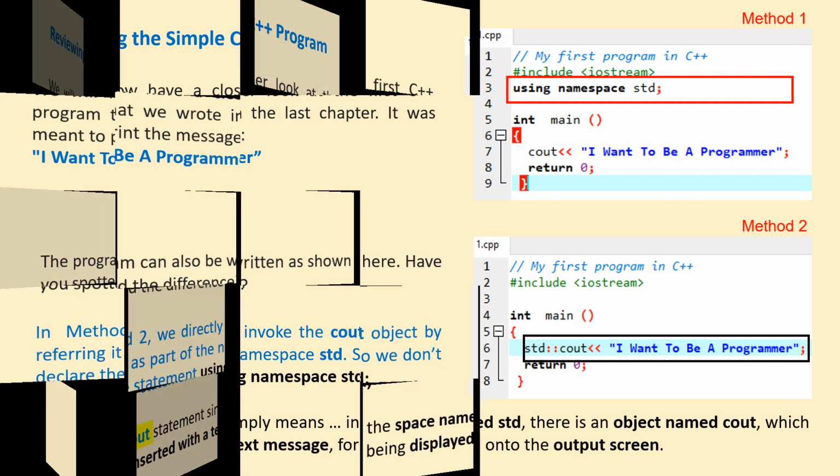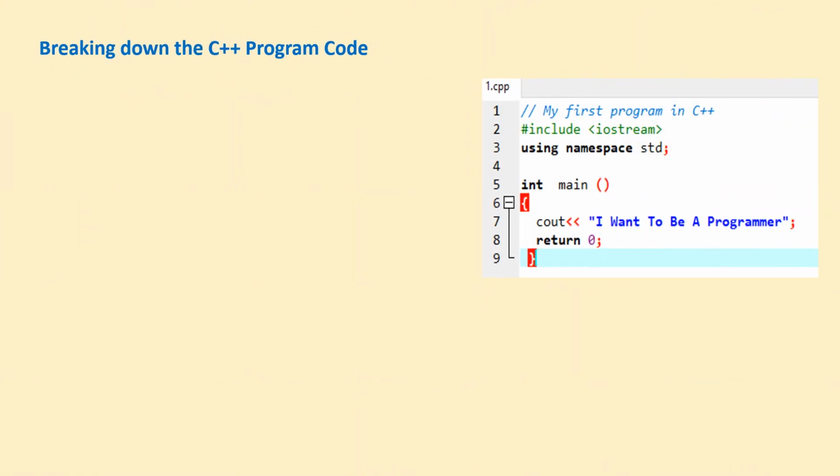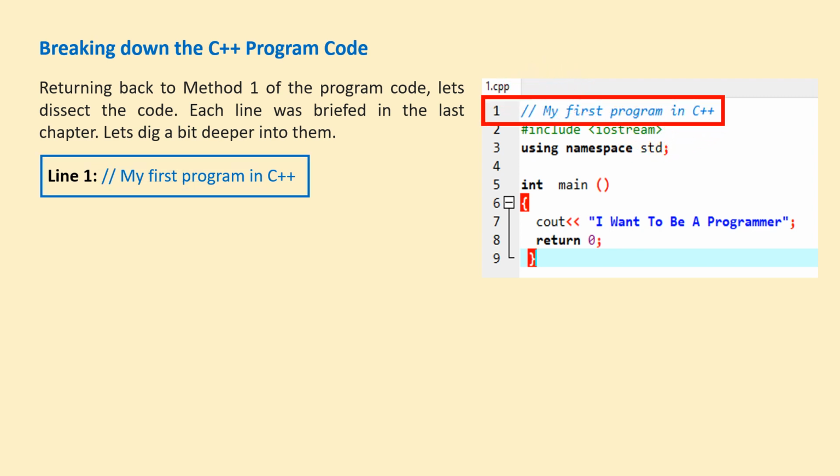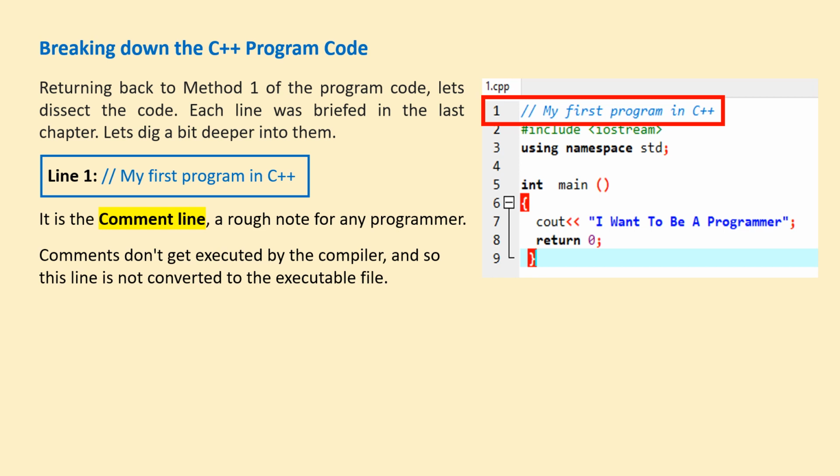Let's now break down the C++ program code. Returning to method 1 of the program code, let's dissect the code. Each line was briefed in the last chapter. Let's dig a bit deeper into them. On line 1 we wrote, // my first program in C++. As learned earlier, it is the comment line, or simply, a rough note the programmer uses to write down some remarks. Comments don't get executed by the compiler, and so, this line is not converted to the executable file.